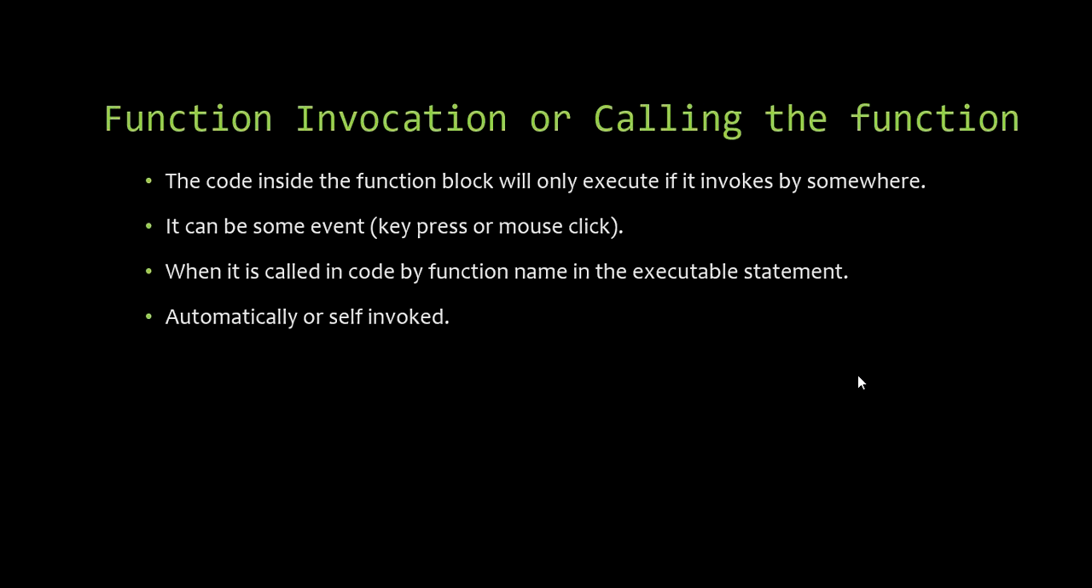How can we invoke the function? The code inside the function block will only be executed if it is invoked from somewhere, either by a mouse click event or a keyboard event, or simply in our JavaScript statement. When it is called in code by function name, then all the statements written inside the block get executed. It can also be automatically called or invoked, and then it is called a self-invoked function.